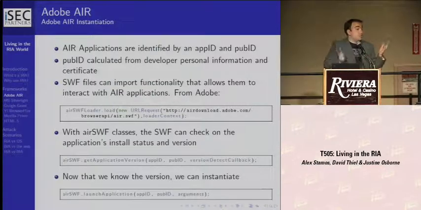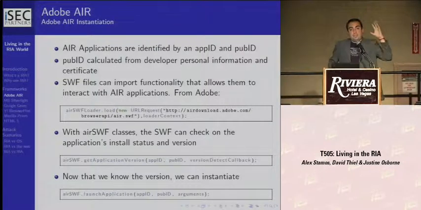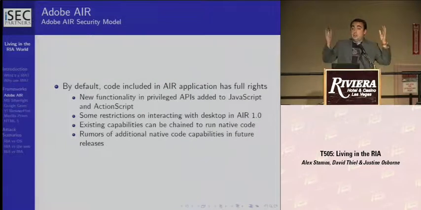And once we know it's installed, it's pretty simple to just launch it, calling a new function called launchApplication, giving it the app ID, the pub ID, and then arguments. That's an array of objects that get passed to it. So this can be passed from a non-trusted Flash Swift into a trusted Adobe AIR application. By default, the code that runs in an AIR application runs with full rights. They've added a bunch of classes to JavaScript or ActionScript, depending on what you're using to write your AIR application in, to do a bunch of dangerous stuff like talk to files locally and install program files, and you can write stuff over Windows System32 and such.